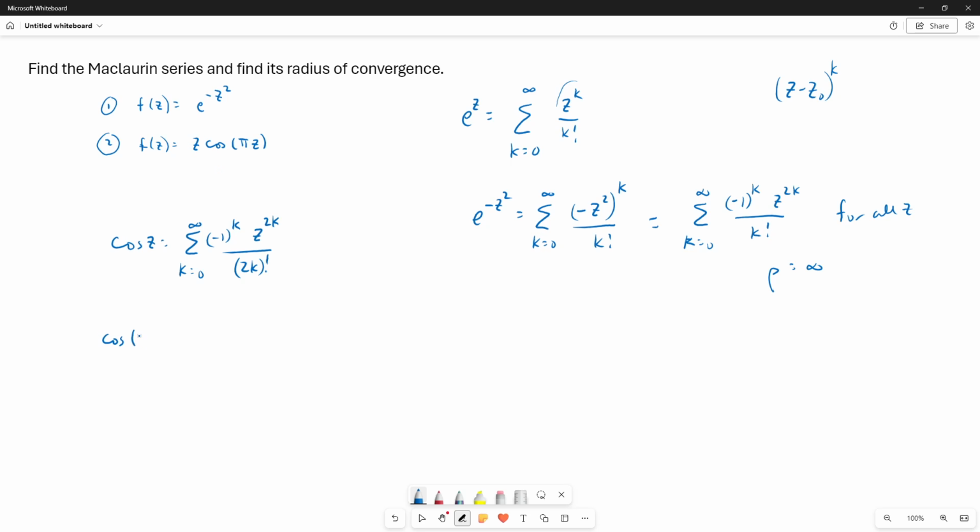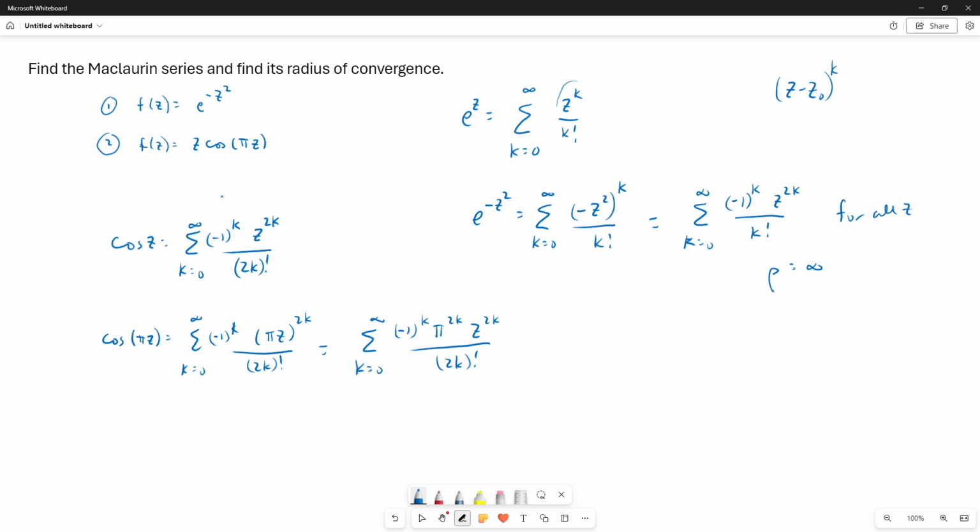So cosine of pi z, just put pi z in here, negative 1 to the k still, and then we have pi z to the 2k divided by 2k quantity factorial. And let's extract the coefficient here. Negative 1 to the k, pi to the 2k, z to the 2k, divided by 2k quantity factorial. So that's cosine pi z.